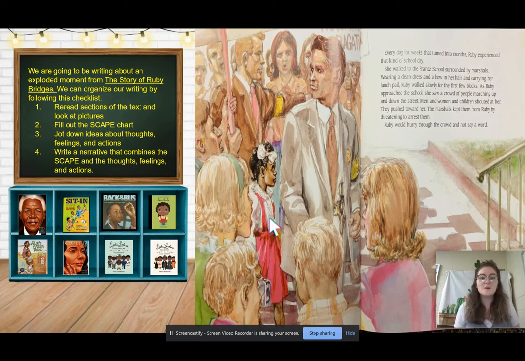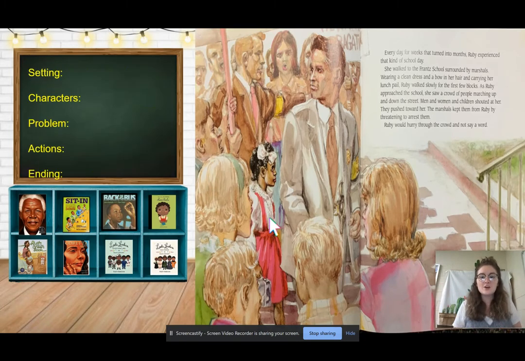And then when it's time for us to write our narrative, once we have done those first 3 steps, then we write the narrative that combines our scape and our exploded moments. So let's look at this page in the text.